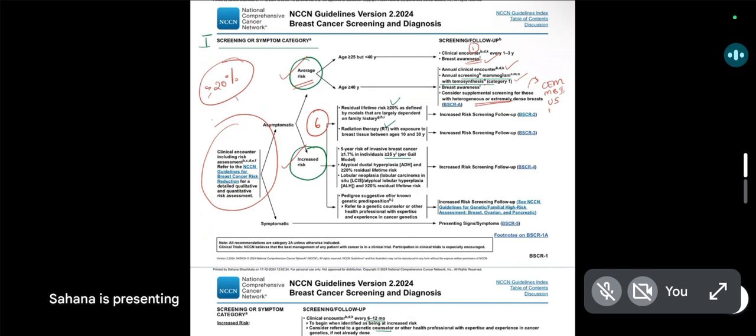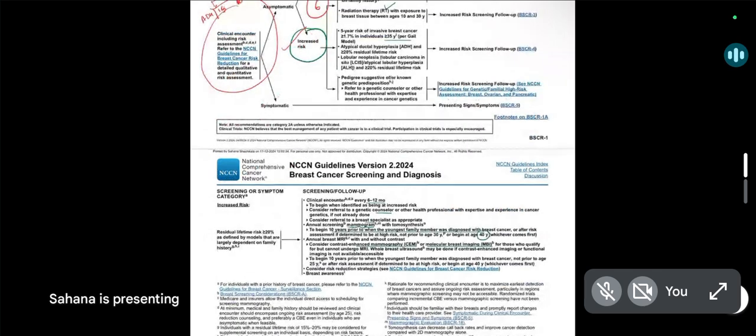This 20% risk can be because they've been detected with atypical ductal hyperplasia or carcinoma in situ, or your risk assessment model said so. They had a history of radiation between 10 to 30 years, or they are a proven genetic mutation patient or a survivor. So that's it. So if they all come under increased risk, what will you have to do?